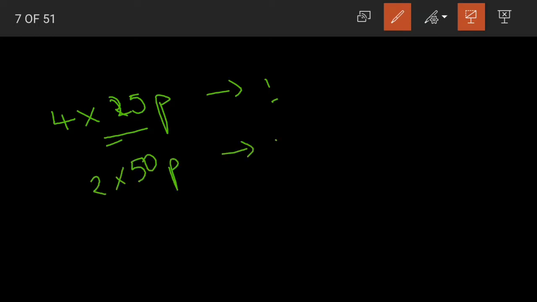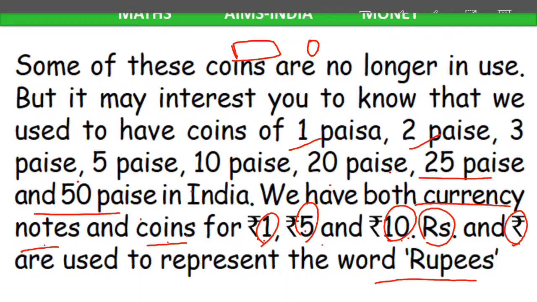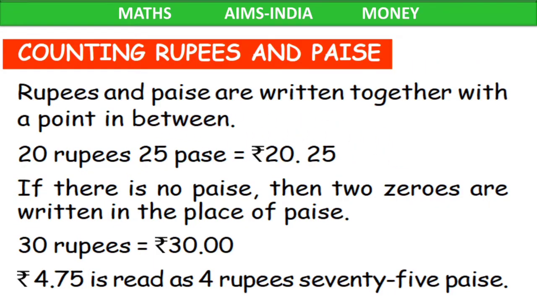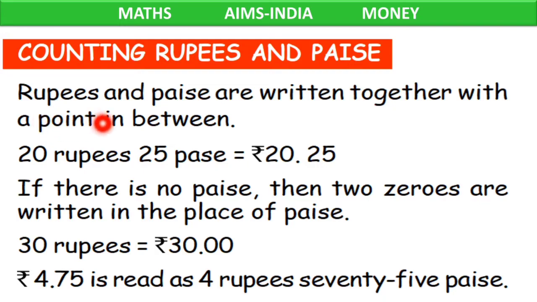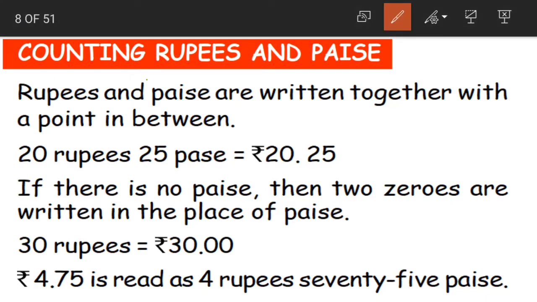Again, how many 25 paise coin make 1 rupee? 4 25 paise coin make 1 rupee and 2 50 paise coins make 1 rupee. You have to write RS or the symbol rupees 1. Understood? Now counting rupees and paise. Now rupees and paise are written together with a point in between. What are they saying when we have both rupees and paise together? Say 20 rupees 25 paise.